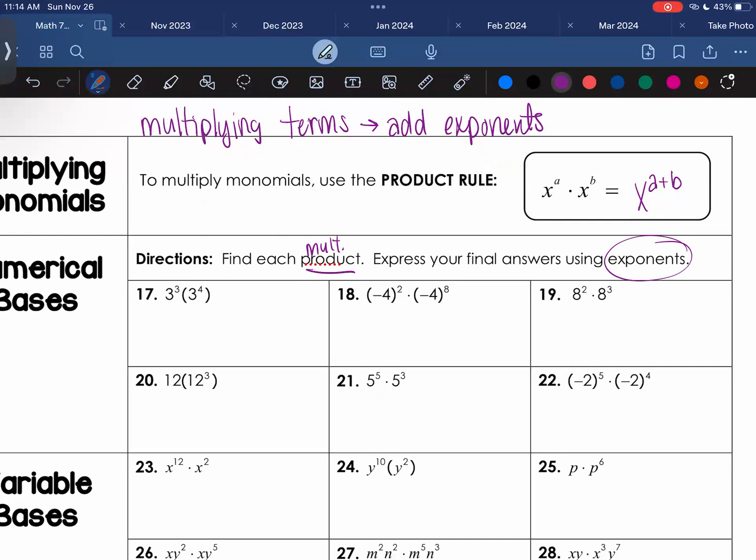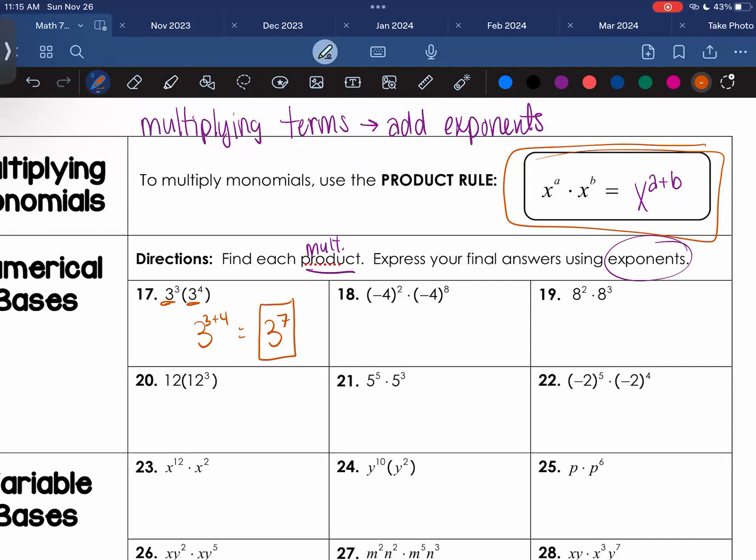If we look up here at our product rule at the top, it says that our base, which in this case is 3, remember your base is the big number, stays the same. So we have 3. And then what happens to our exponents? If we're multiplying the bases, we add. So we have 3 plus 4. So that's going to be 3 to the power of 7. And yes, we could solve that, but we're just trying to figure out how to work with exponents right now.